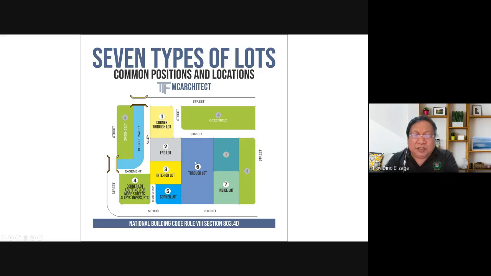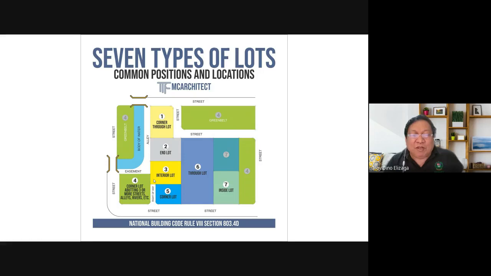A through lot is a lot with a street on both front and back. And then a corner lot, of course, is in the corner. Number seven here is supposed to be the regular lot. And then interior lot or supposedly inside lot. No? So the terminologies are confusing. But this is supposed to be regular lot with one side opening a street.